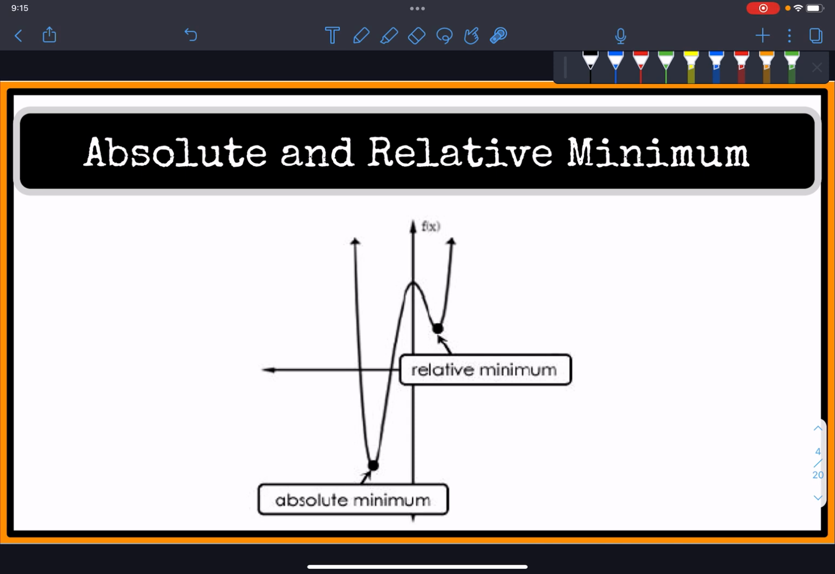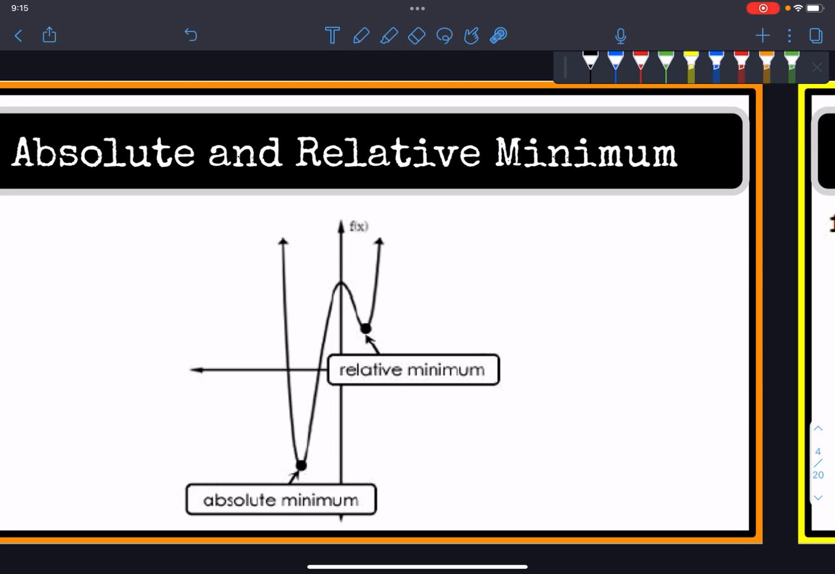As you can see, this is the absolute minimum, the lowest point on the overall graph. And this point right here is a relative minimum, because compared to the points around this blue point in this general area, this would be the lowest point, that turning point. So we have a minimum in both locations, but they're classified as different types of minimums, a relative compared to an absolute. So let's look at some examples.